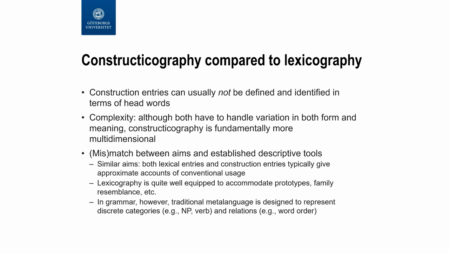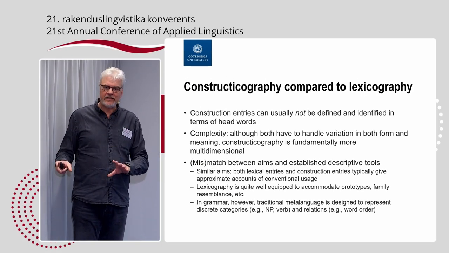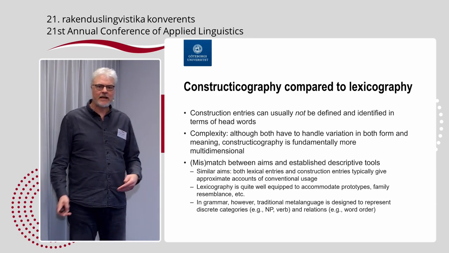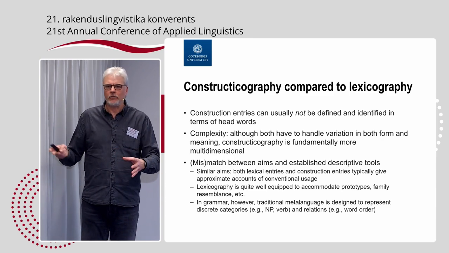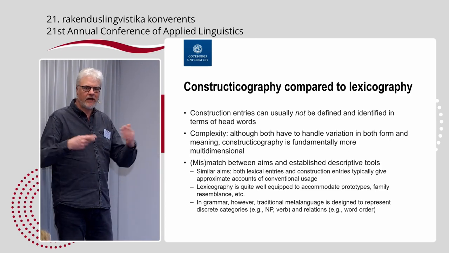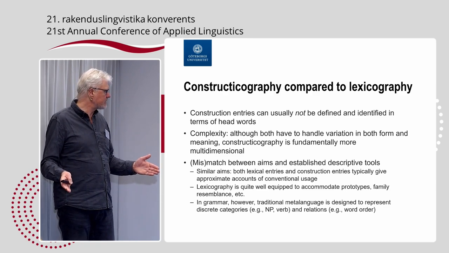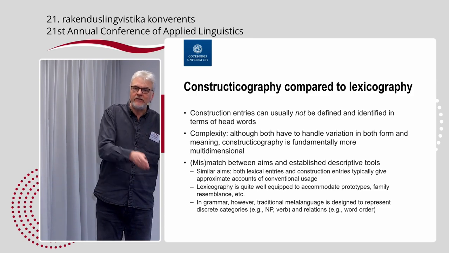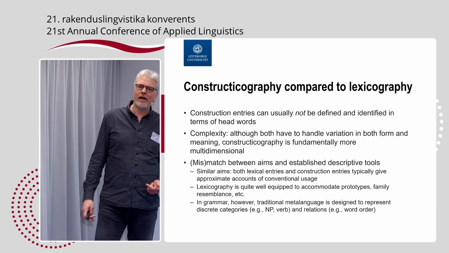But when you represent grammatical information, the meta-language that we have there is really designed for discrete categories. I mean, something is either a noun phrase or not. It can't be sort of a noun phrase or a verb or whatever. You have these very discrete distinctions between categories. And word order has to come either before or after the other word. There is no middle ground in that case.